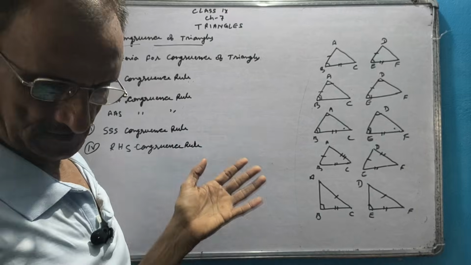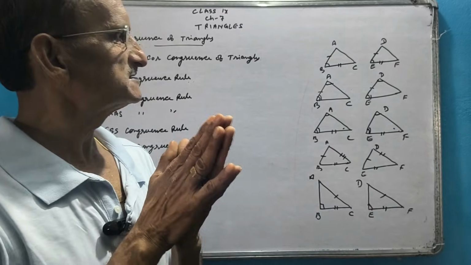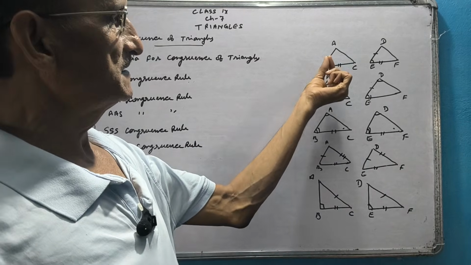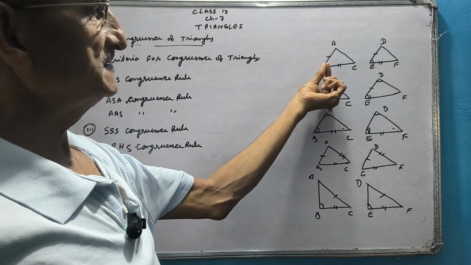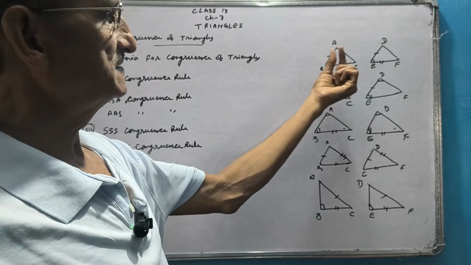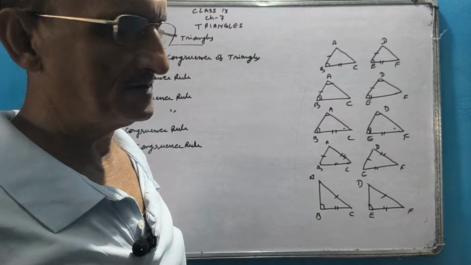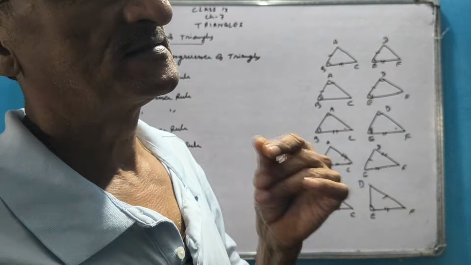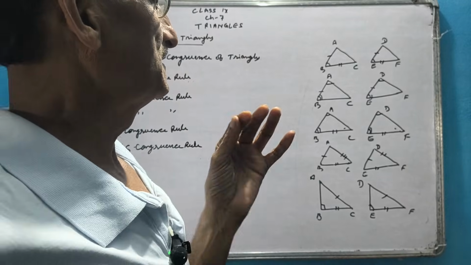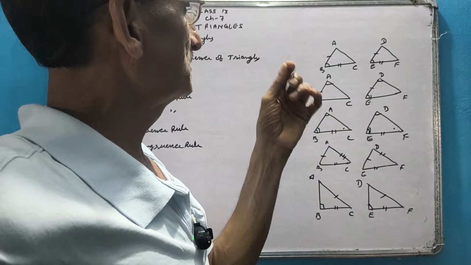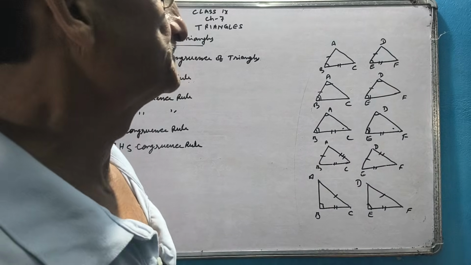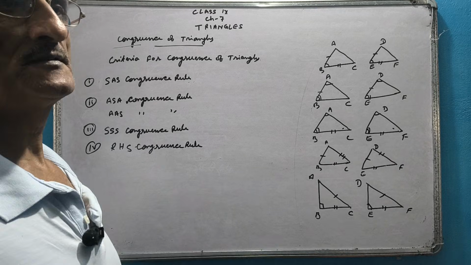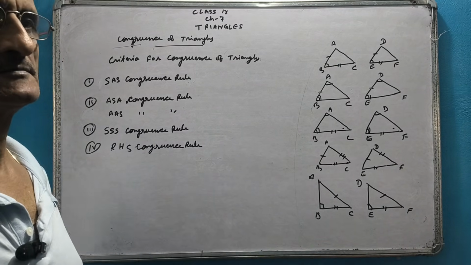Congruence means coincide. If you place one triangle over the other, the three sides will coincide with the three sides, three angles will coincide with three angles. Basically, it means equal in all respects. Two triangles will be congruent if their corresponding sides are equal and their corresponding angles are equal. Similarly, you can say about the other geometrical figures also.